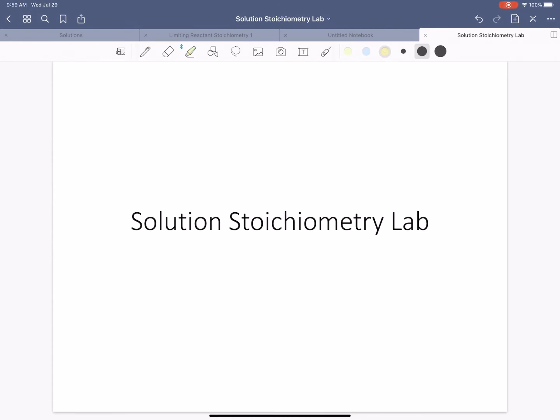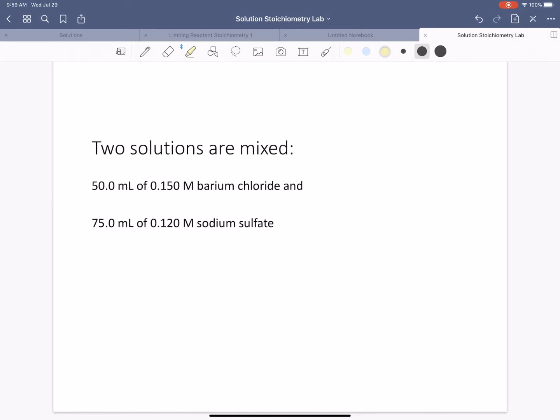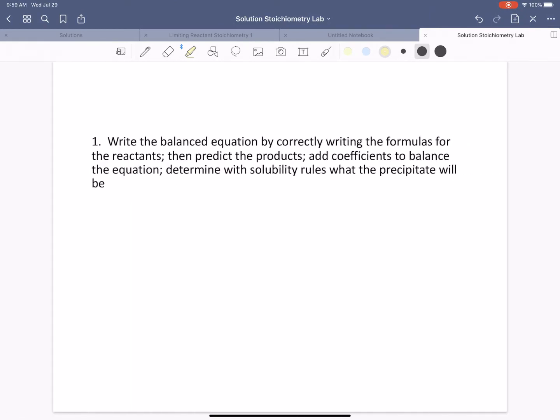Solution stoichiometry. Two solutions are mixed: 50 mL of 0.150 molar barium chloride and 75 mL of 0.12 molar sodium sulfate. First, we'll write the balanced equation by correctly writing the formulas for the reactants.